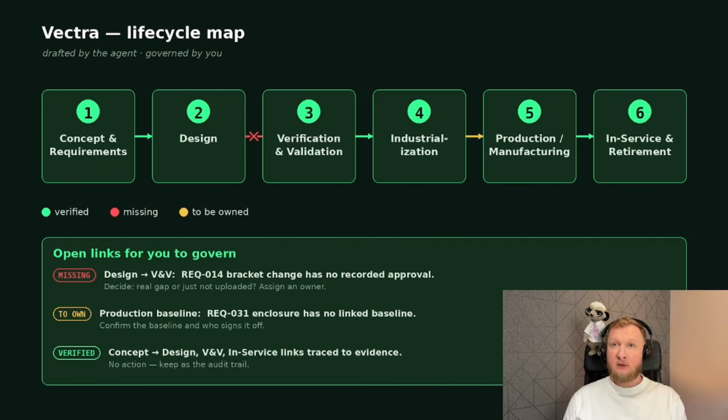And here is the result. A first draft lifecycle map of Vectra. Stages confirmed, broken links flagged in red, and owner to be assigned for each. A punch list of what to fix. This is something Vectra can take into a governance meeting on Monday. Not a finished operating model, but a true starting point built in an afternoon instead of a quarter.